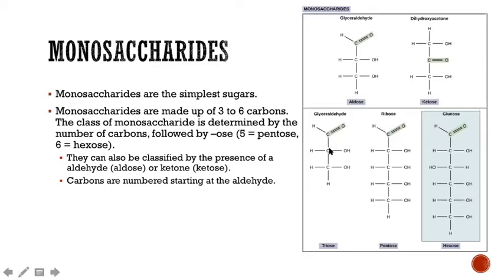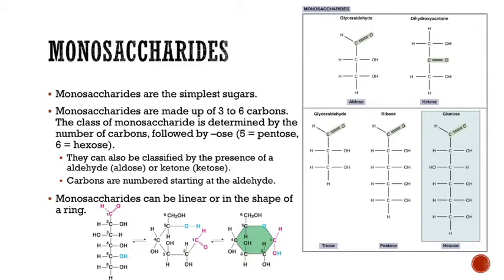So this would be carbon 1, carbon 2, carbon 3. Then for glucose, this would be carbon 1, carbon 2, carbon 3, carbon 4, carbon 5, carbon 6. Monosaccharides can be either linear or in the shape of a ring. Most of the larger ones take the shape of a ring, where the aldehyde will react with the hydroxyl group on the 5th carbon to create this ring, where the hydrogen from the oxygen is passed on to this oxygen, creating the hydroxyl group there, and this O shares a bond with carbon 1 and carbon 5.